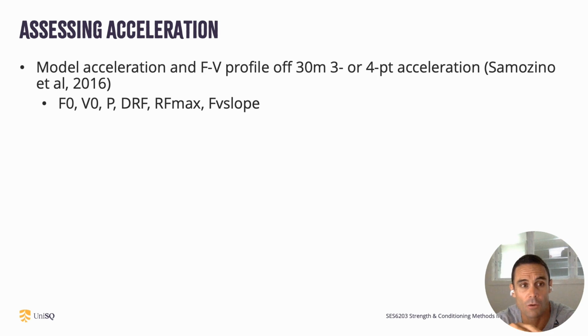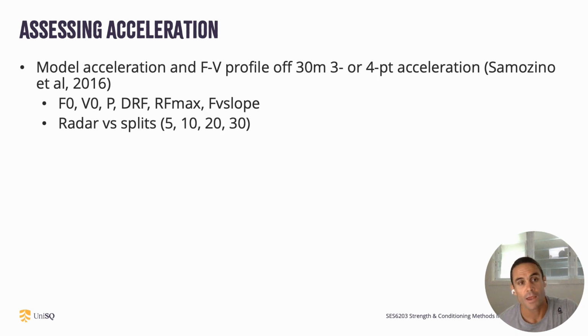It'll give you power. It'll give you the DRF, which is the decline in the ratio of horizontal to vertical force. So obviously you want to have that lower if you want to accelerate faster. The RF max is the ratio of horizontal force compared to vertical force. The higher is better in acceleration because you want to be moving horizontally down the track more than up and down. And then we'll get this force velocity slope, and I'll show you what that looks like.